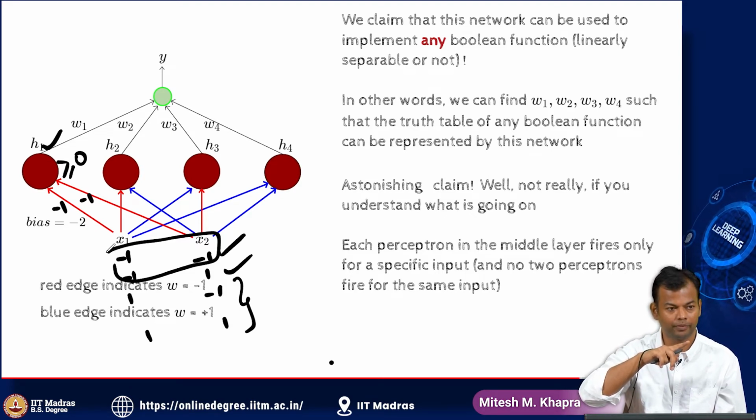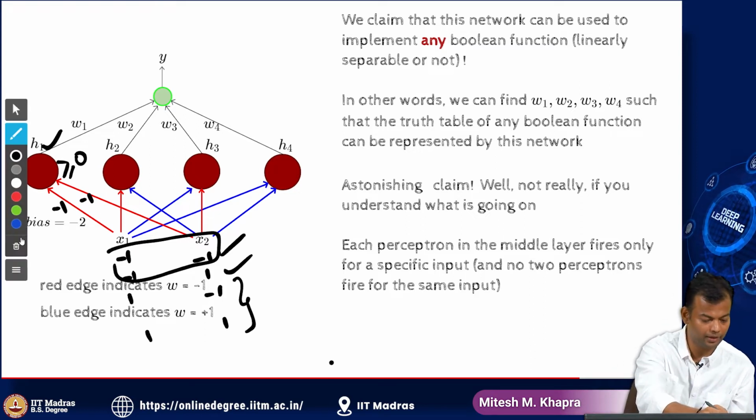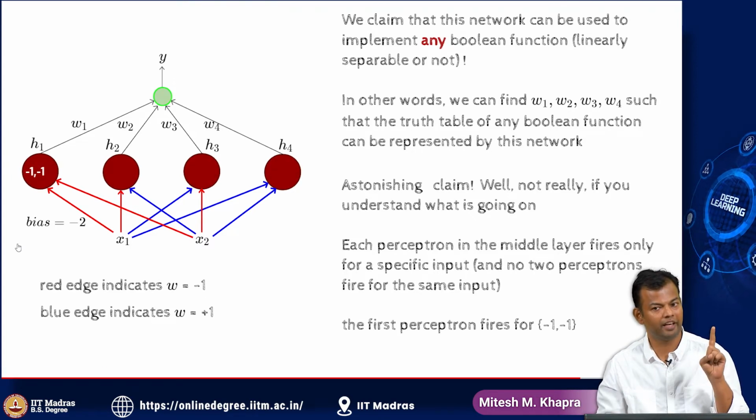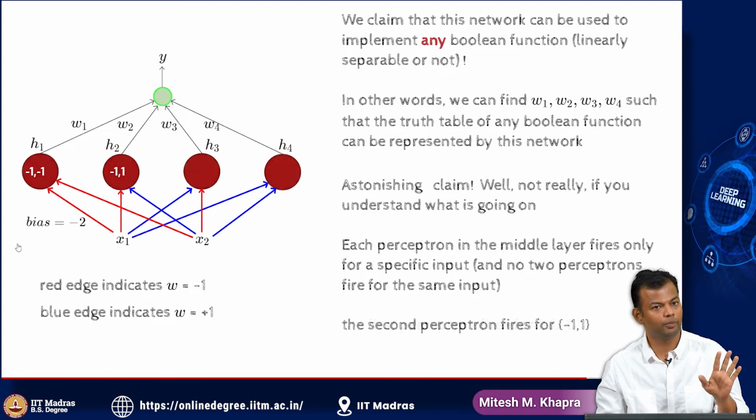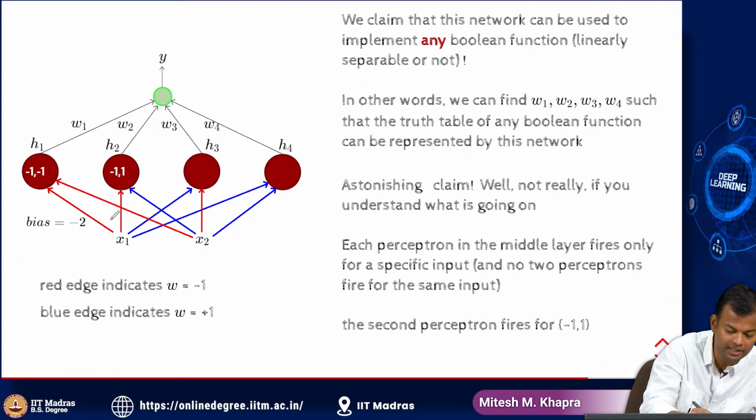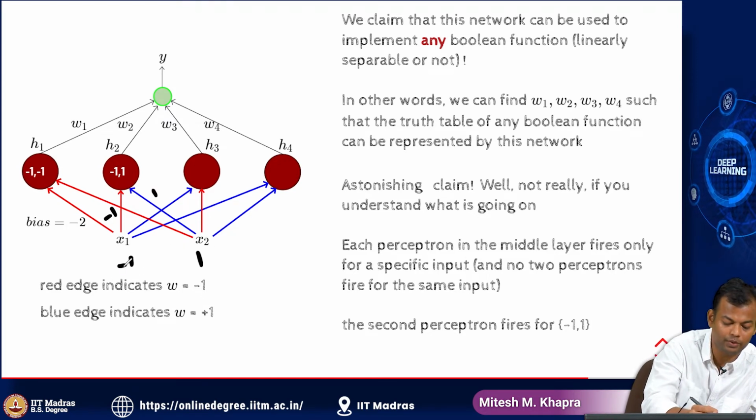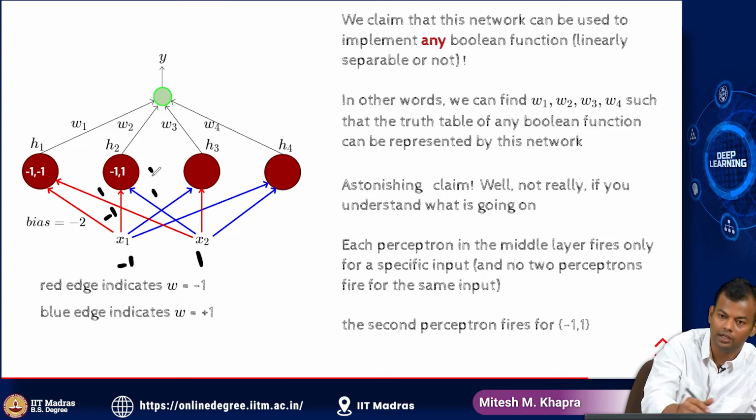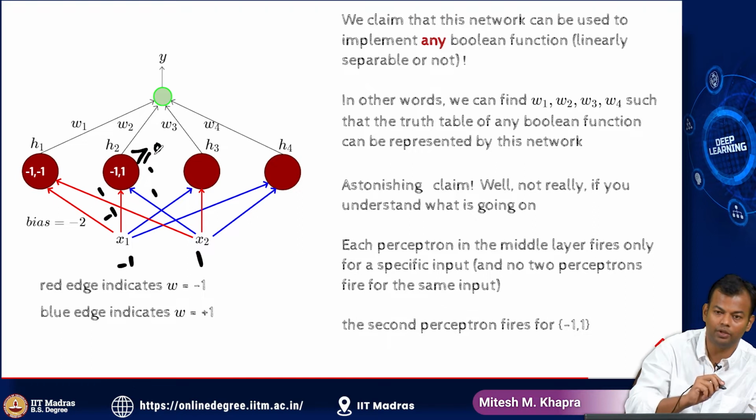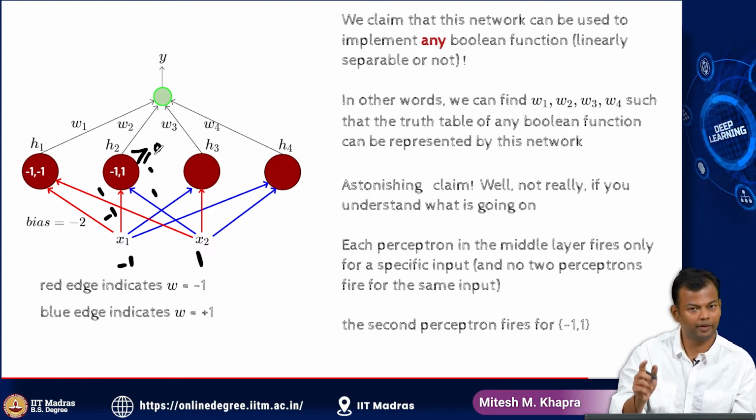Is that okay? Right? Similarly, you can now go back and check, right, that the first perceptron will only fire for -1, -1. With the same argument, the second perceptron will only fire for -1, 1. I'll show you how. So this is -1, this is 1. So if your input is -1, 1, you'll get -1 into -1 is 1, 1 into 1 is 1. So 1 plus 1 is 2, plus the bias is -2. So this quantity would be greater than or equal to 0, hence the perceptron will fire. And you can check for any of the other 3 inputs, it will not fire.